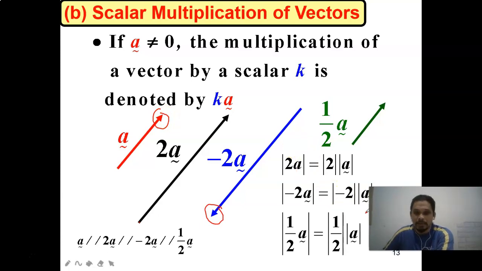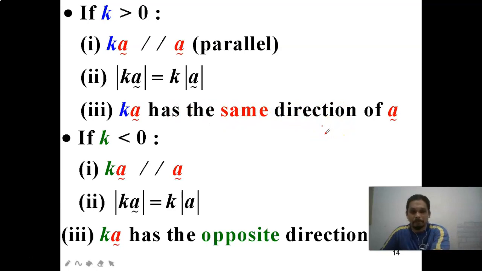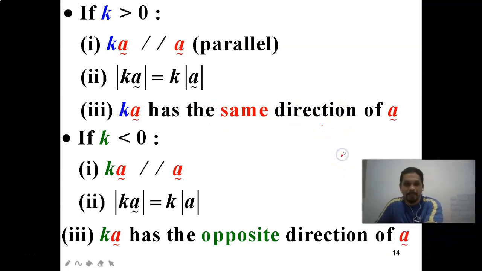Okay, so here now, if k is greater than 0, then k multiplied with A is parallel to the vectors of A, and the absolute value of kA equals k times the magnitude of the vectors of A. K multiplied with the vectors of A has the same direction as the vectors of A itself. Okay, I'm not going to explain all one by one, because I think there's nothing much to discuss. It's very direct.